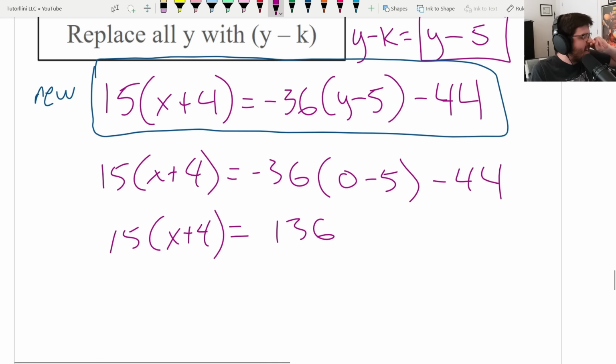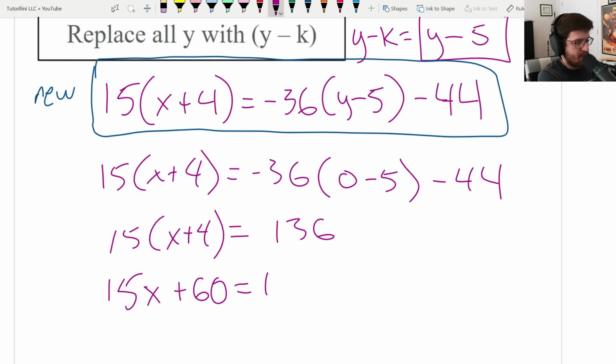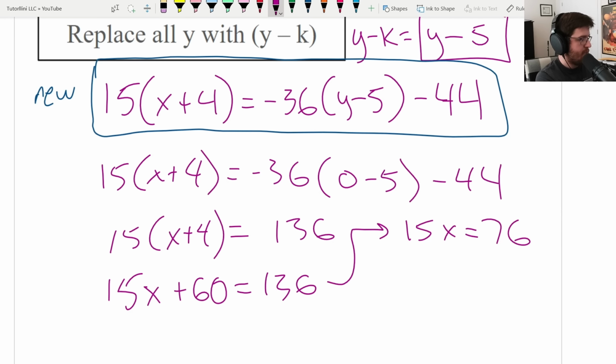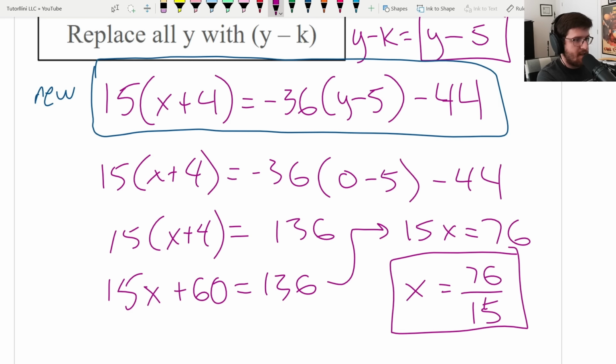I could divide or I could distribute. I really don't want to get fractions till the end, so why don't I distribute? 15x, 15 times 4 is 60, equals 136. And I'm going to subtract 60 from both sides. I get 15x equals 76. Now I'm going to divide 76 by 15 on my calculator. It's a messy decimal, so I'm going to use the fraction. I get 76 over 15. Doesn't simplify according to the calculator. And that is the answer, 76 over 15.